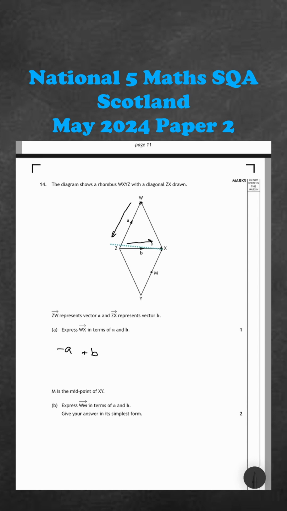M is the midpoint of XY. Express WM in terms of A and B. Give your answer in its simplest form. So we want to go from W to M, so we need to go again down A backwards and then across B, the same way. Now XY is also the same vector, which is A but reversed, but we only want to go halfway up it. So we're going to say minus A plus B minus a half A, which we can write as B minus 3 over 2 A, as that would be its simplest form.